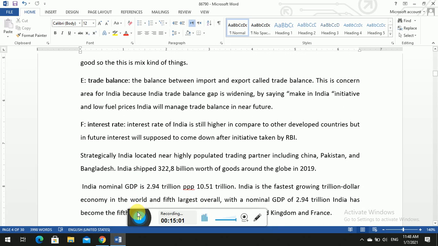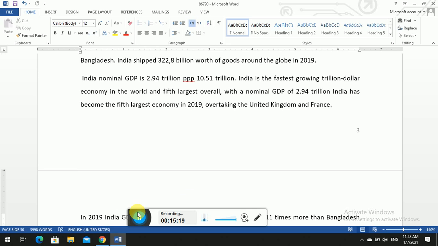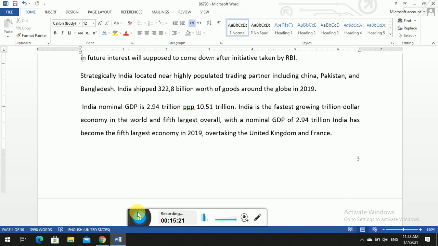Strategically, India is located near highly populated trading partners including China, Pakistan and Bangladesh. India shipped 322.68 billion worth of goods around the globe in 2019. So that's a very big amount, and now they are having more consumers around Pakistan, China and Bangladesh. So that's why it's a good year for India.